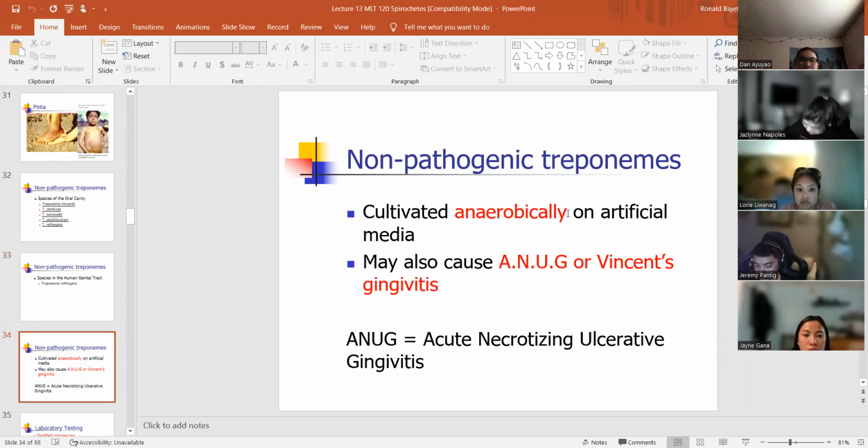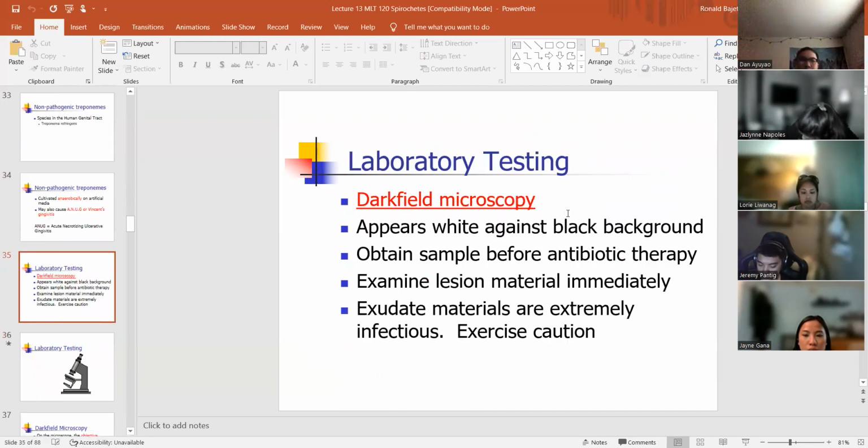It can be cultured or cultivated anaerobically on artificial media, and may also cause ANUG, A-N-U-G, or Vincent's gingivitis. Okay, again, it's an oral disease. ANUG stands for acute necrotizing ulcerative gingivitis. So it can do some damage inside your mouth. Okay.